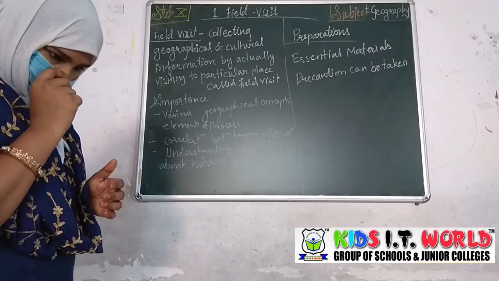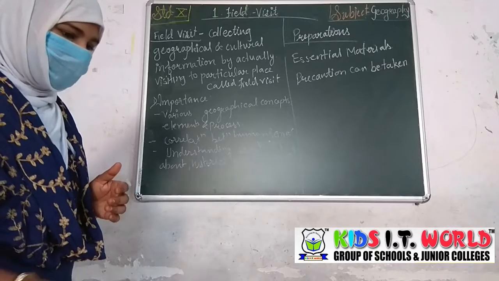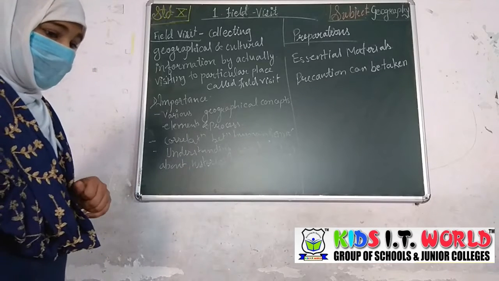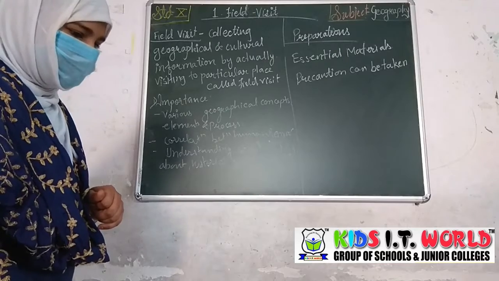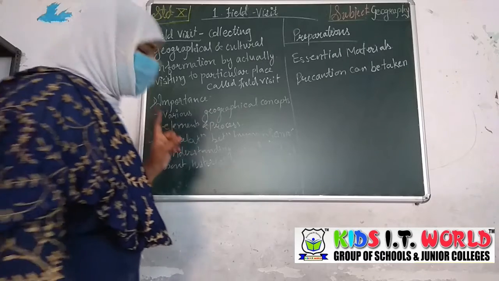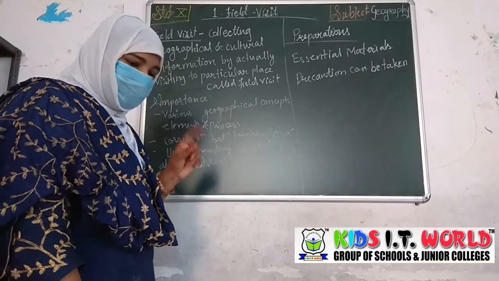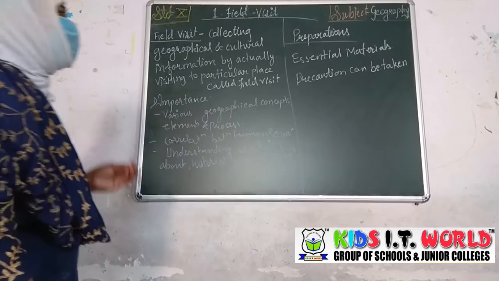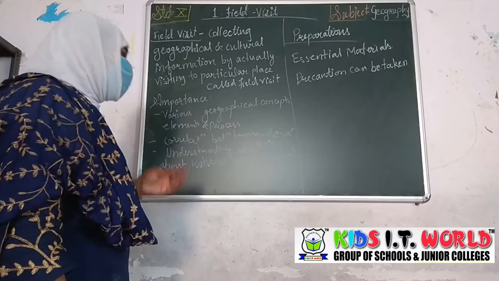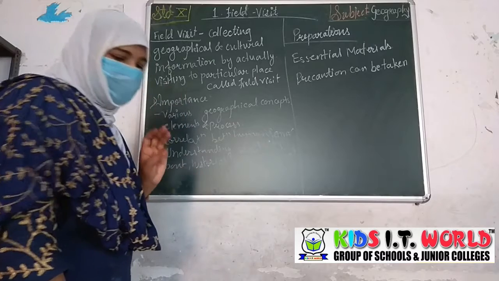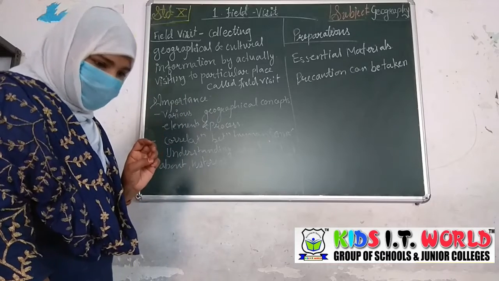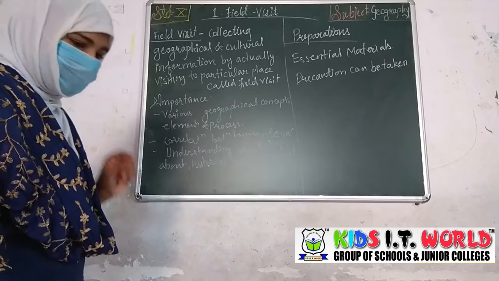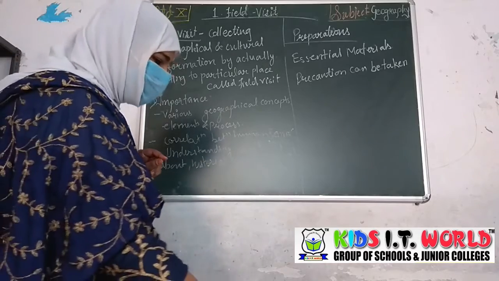Now, what kind of preparation can you make while visiting a place? First, deciding the place of the field visit. You first have to decide which place you are visiting. Then deciding the purpose. For what purpose are you visiting the place? What kind of information are you collecting through the visit? Then you have to prepare the schedule. What kind of schedule you are having, that you have to prepare.